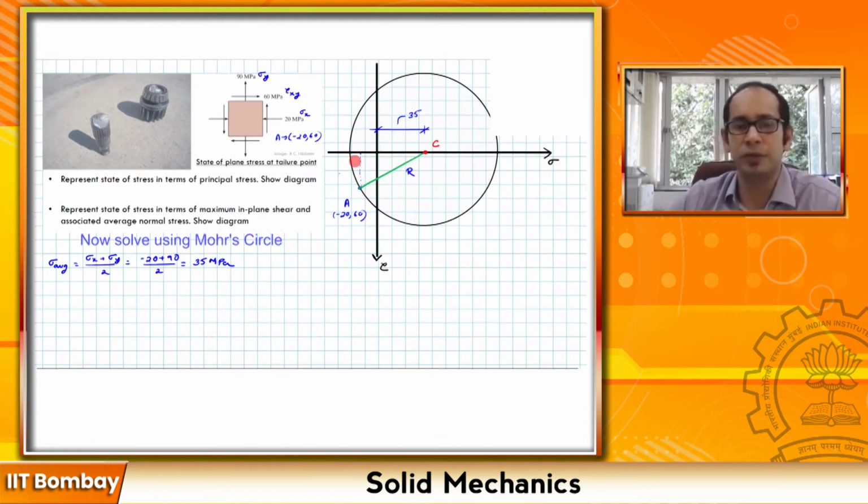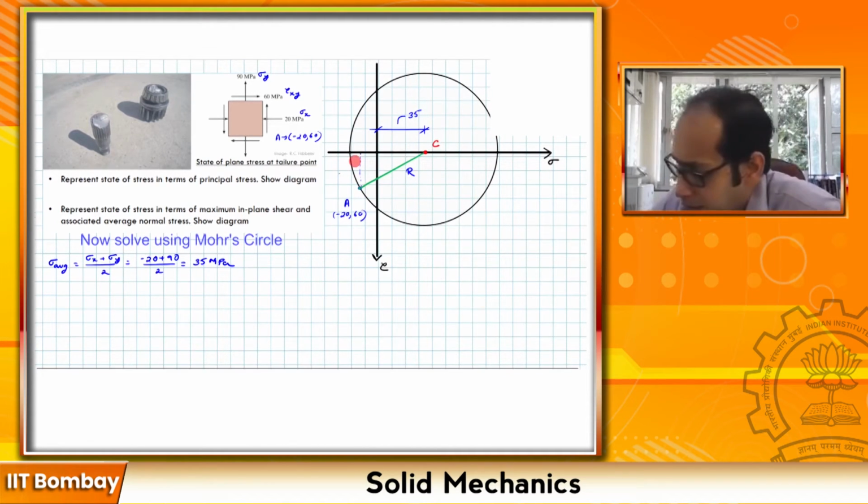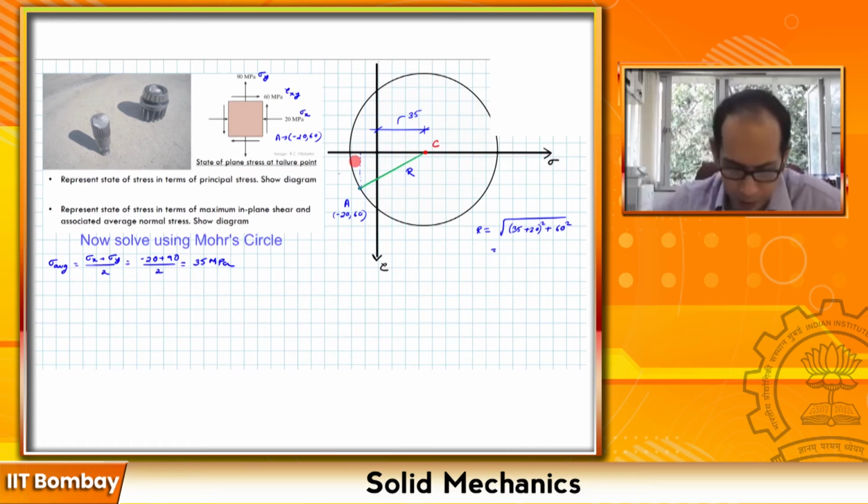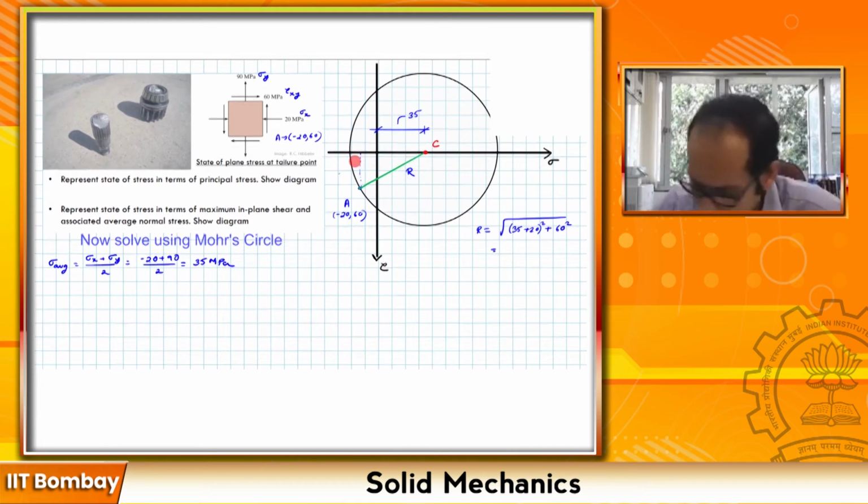So if we go ahead and find the radius R, we know that R is going to be the square root of (35 plus 20) squared plus 60 squared. If you calculate this, what you will eventually get is 81.4. So the radius of the circle is 81.4. So R we have found out as 81.4.